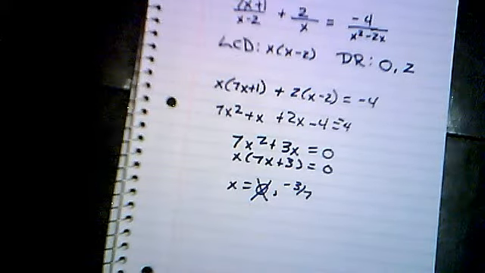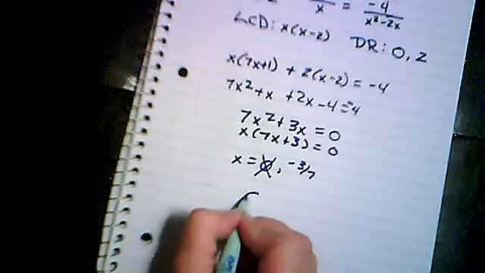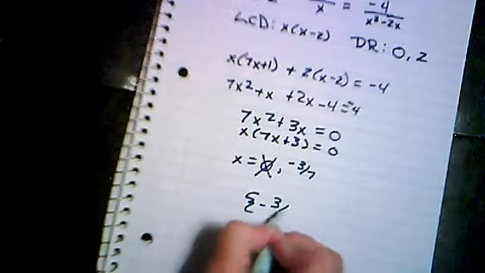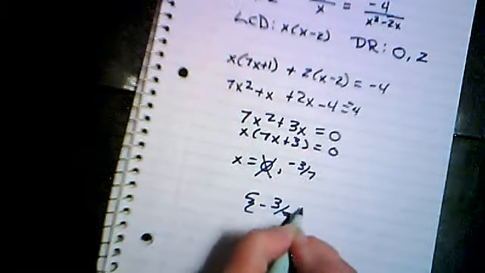Because if x happens to be 0, then I'm going to have an undefined, and we definitely do not want an undefined. So I have to exclude that, which means that my only answer, my only solution, is negative 3 over 7.